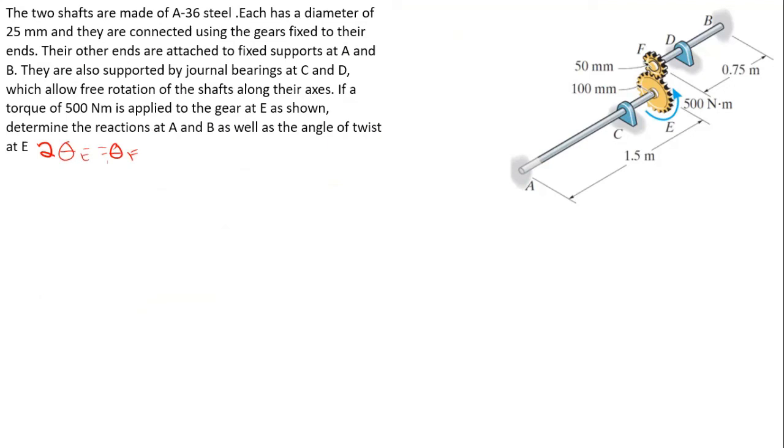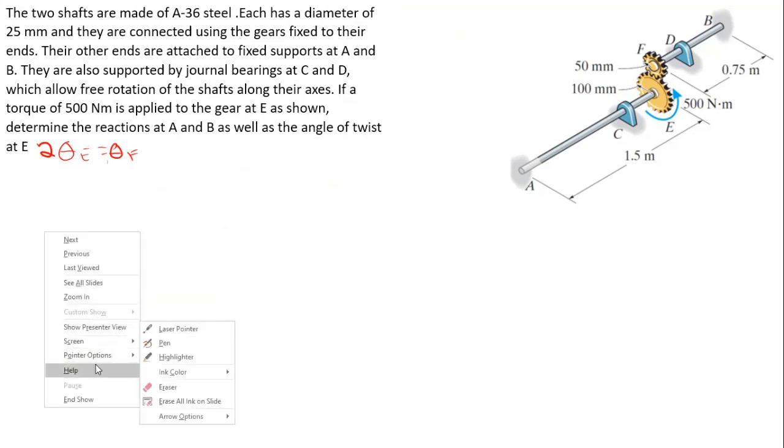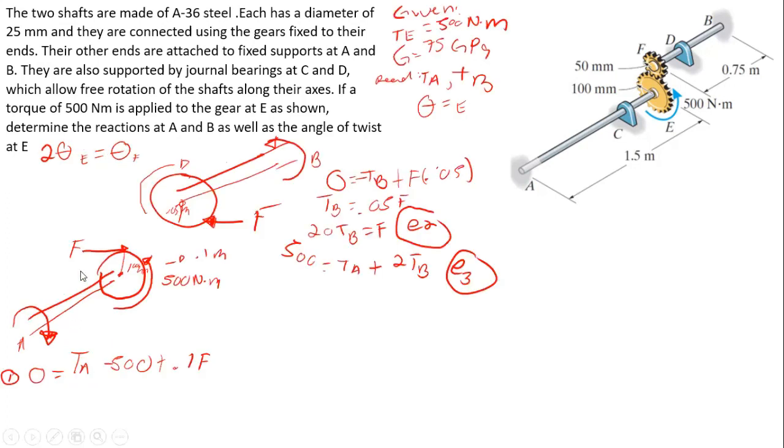So kung babalik tayo dito, yung nararamdaman ng gear E natin, alam naman natin na kapag nag-section tayo dito, hindi natin i-consider ito, di ba? Ito nandito sa kabilang side. So kung nag-section tayo dito, ito lang yung torque na kinoconsider natin, di ba? So yung torque natin dito, ang apply sa kanya is yung TA natin.